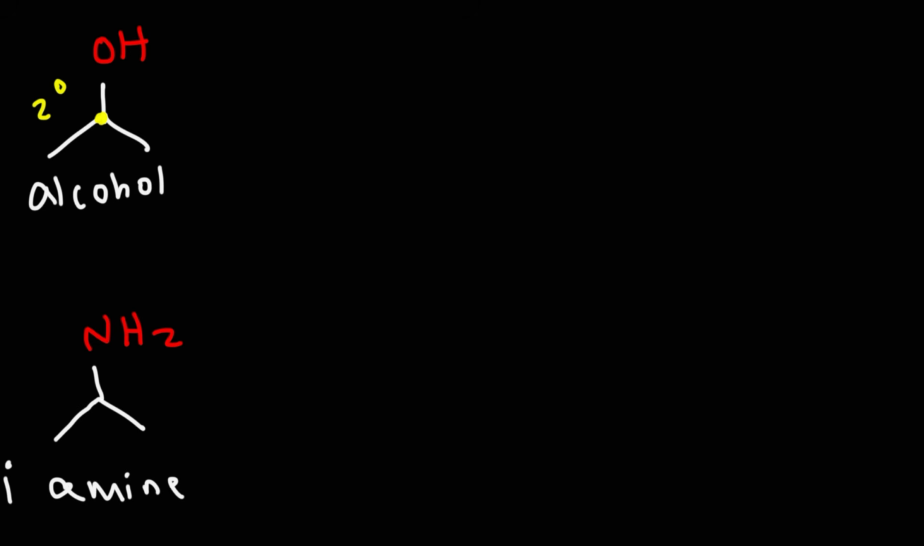When you're dealing with amines, the nitrogen can be attached to 1 carbon, it could be attached to 2 carbons, it could be attached to 3 carbons. So the type of amine is not determined by the type of carbon it's attached to. It's determined by how many carbon atoms the nitrogen is attached to. So for instance, what type of amine is this? Is it primary, secondary, or tertiary?